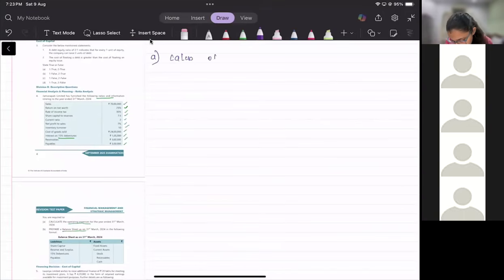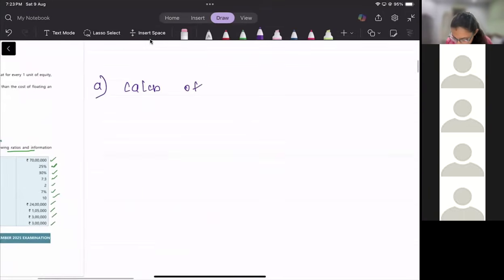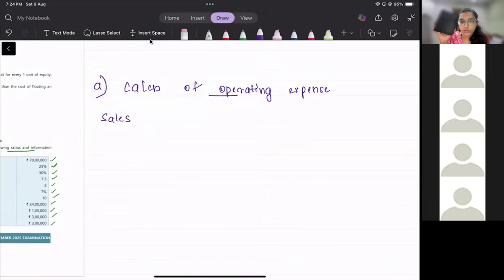Calculation of operating expense. I hope all of you know the format of the income statement, right? Sales. First, let's complete the format and then we'll come to filling the figures. You guys can actually do it with me, okay? You can work along with me while I do it. I hope everybody has a calculator with you. So whenever I am doing it, you can also do it with me.